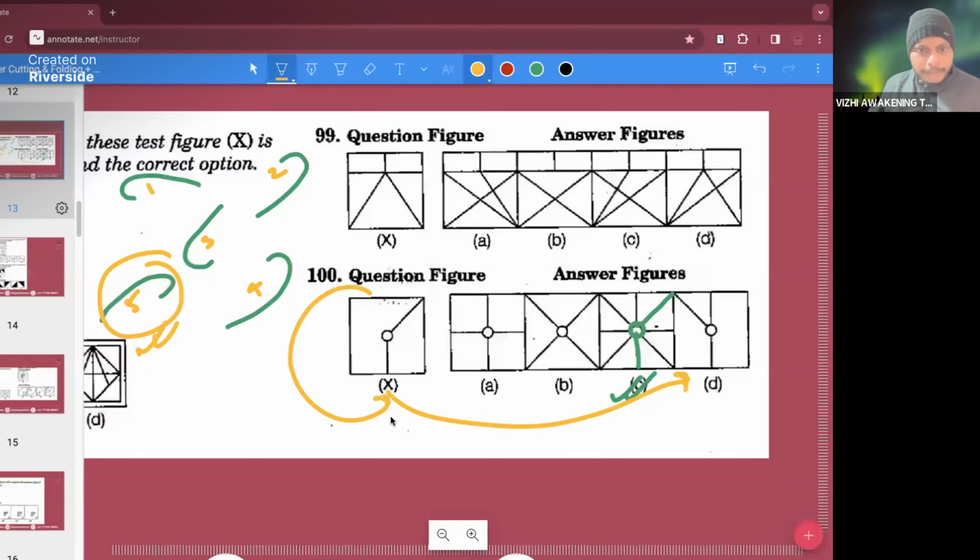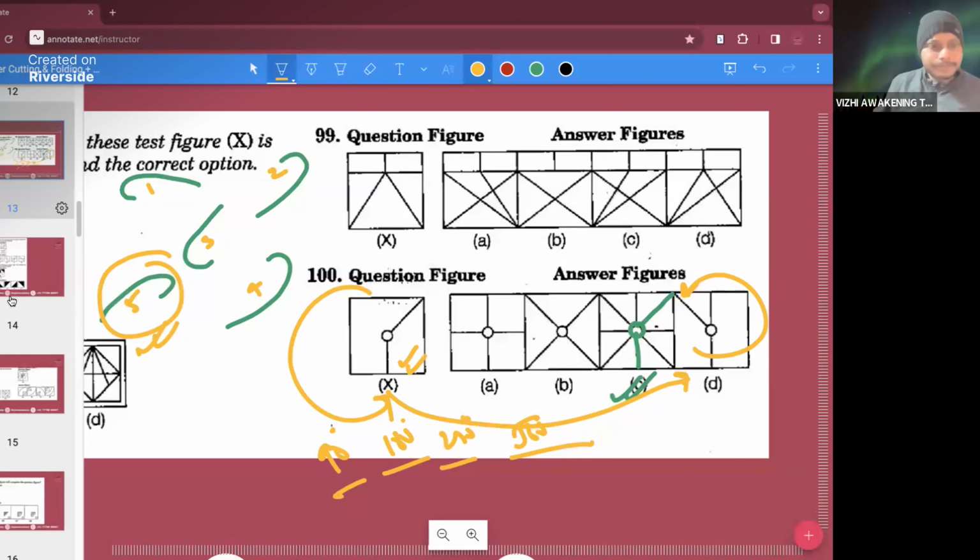No matter how many times of rotation you do, 90, 180, 270, 360, I mean, these are just numbers. Don't get scared. We will never reach this one. No matter how many times we rotate D, we will never reach X. Right, boys? Shall we move?